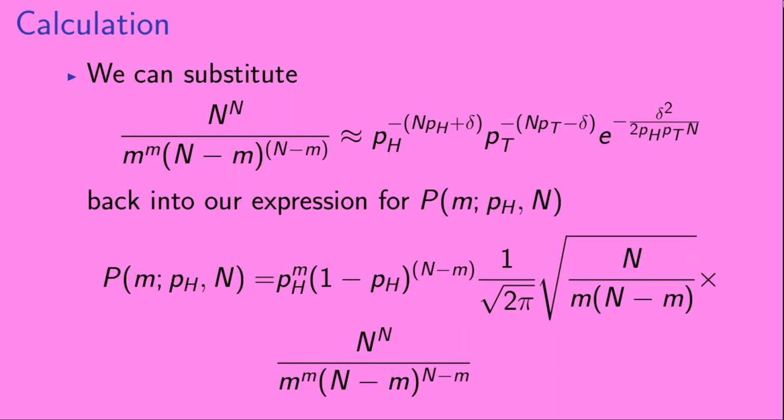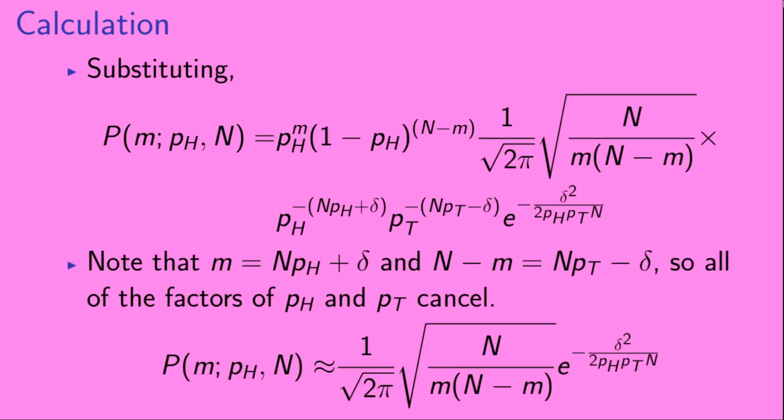We can now substitute our newfound approximation for n^n over m^m (n−m)^(n−m) back into our expression for the binomial distribution formula. Just to remind you, that formula had some factors of pH, some factors of 1 minus pH, a 1 over the square root of 2 pi, a square root, and then this factor of n^n over m^m (n−m)^(n−m). Now, when we perform that substitution, something magical happens.